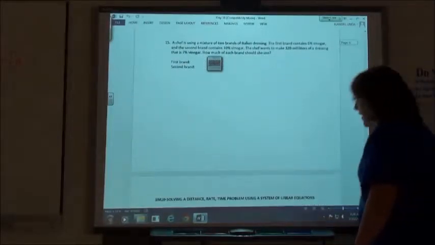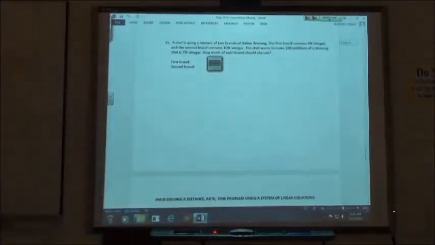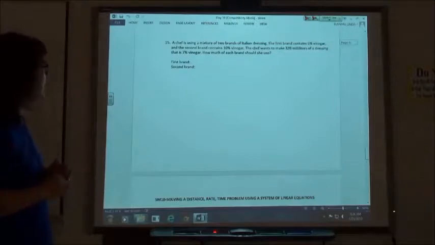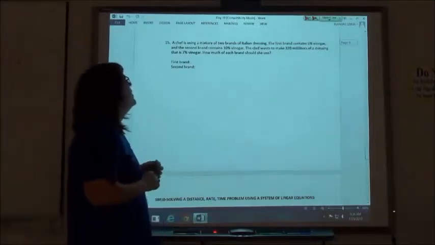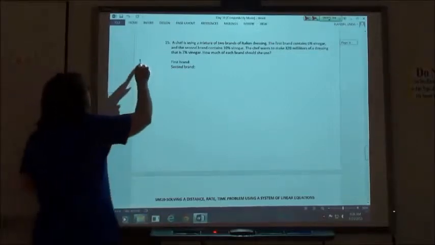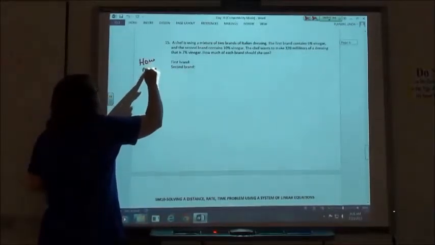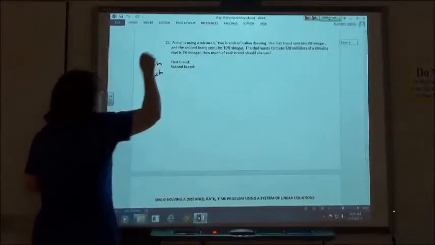Number 15, same kind of thing. A chef is using a mixture of two brands of Italian dressing. The first brand contains 6% vinegar. The second brand contains 10% vinegar. The chef wants to make 320 milliliters of a dressing that is 7% vinegar. How much of each brand should she use? How much of each one?